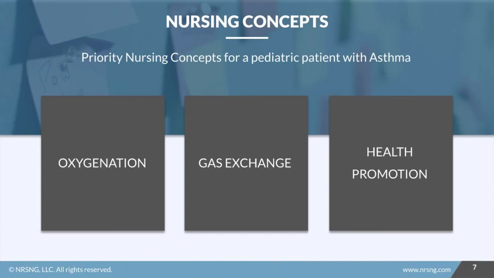When you're taking care of a peds patient who has asthma, your priority nursing concepts are going to be oxygenation, gas exchange, and then health promotion. Remember, we want to be preventing these exacerbations from happening. So that's our health promotion bit there where we're teaching and making sure parents and patients are compliant.